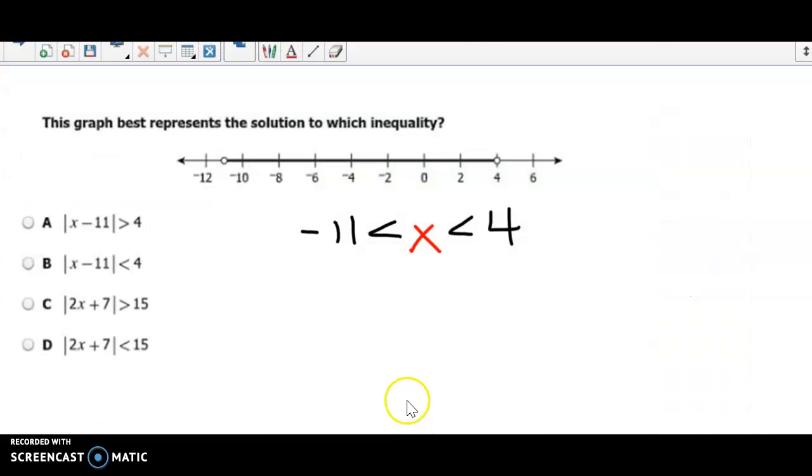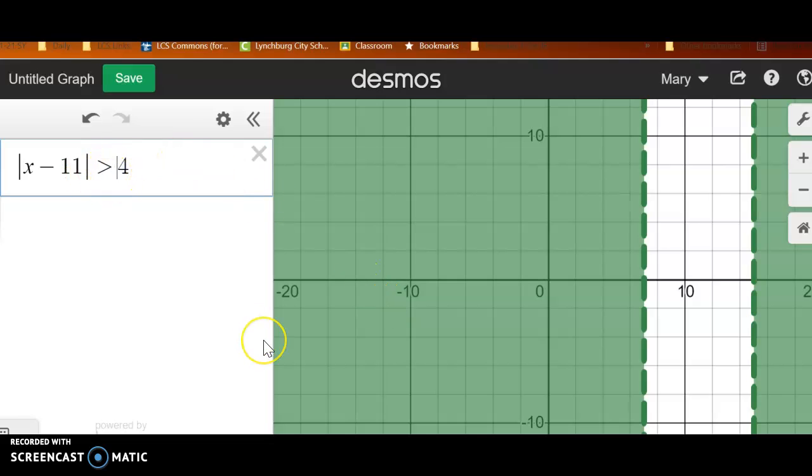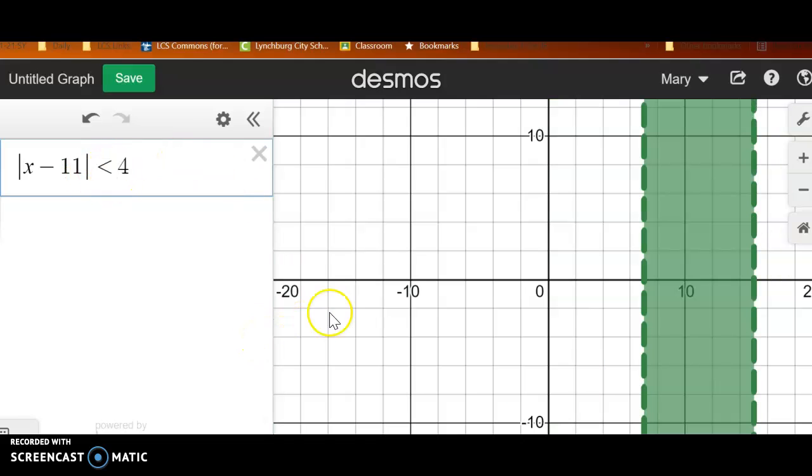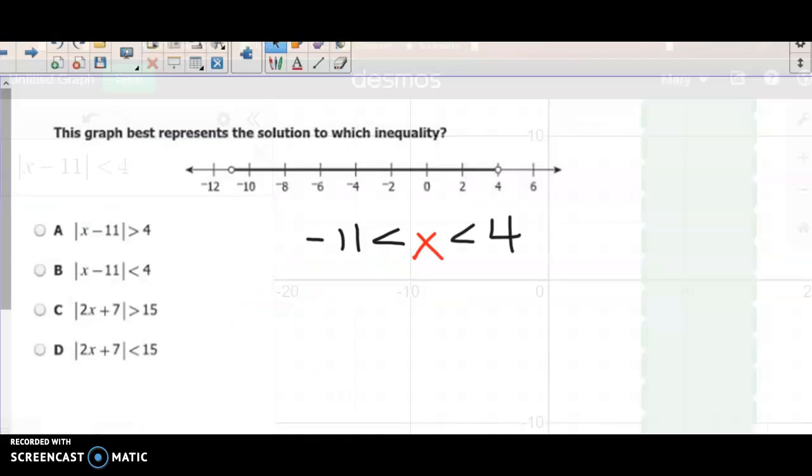Okay? So if we go to our next one, it would be less than 4. So I'm going to change this and make it a less than symbol. Ooh, that looks pretty good. But it's only going between these two numbers. It's not going over to -11. So let's take another one.